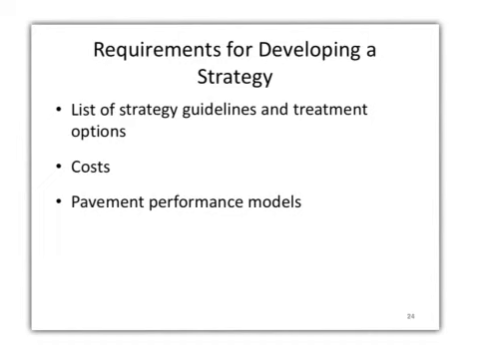So what are the requirements for developing a strategy? To develop a strategy, we need to have a list of strategy guidelines and treatment options. So every strategy has to have several bullets we need to achieve, and what are the treatment options that we have to maintain the pavement health. We need also to know the cost of each one of those treatments, as well as having good pavement performance models.